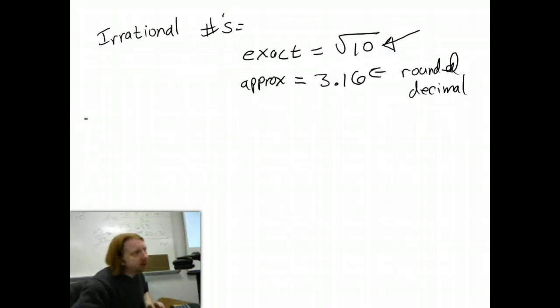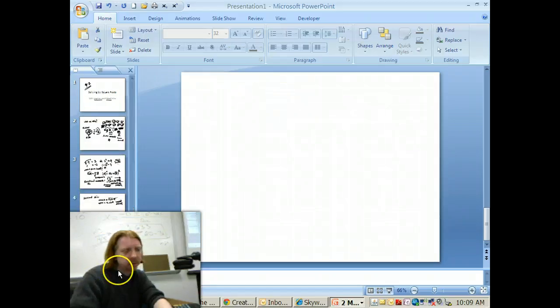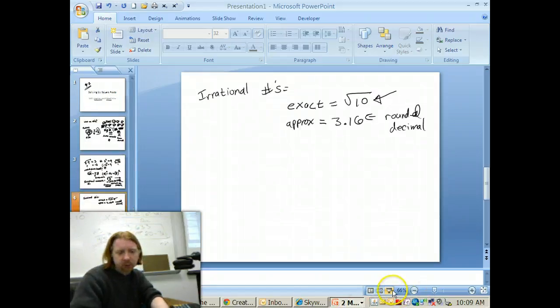Now, this is where things get tricky. I'm going to take a quick pause here and get myself an extra slide because I'm going to need one more slide after this. And we'll get back in there. Boom. There we go.